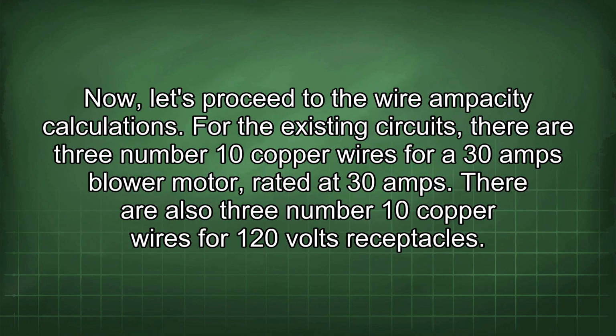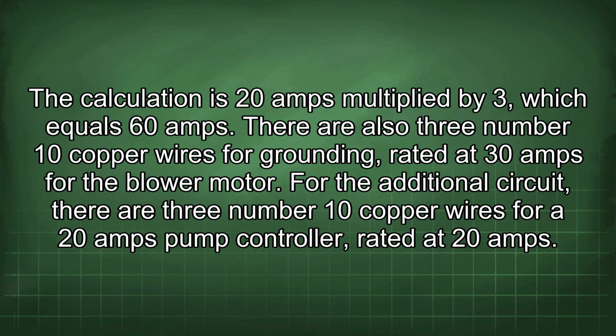Now let's proceed to the wire ampacity calculations. For the existing circuits, there are 3 number 10 copper wires for a 30 amps blower motor rated at 30 amps. There are also 3 number 10 copper wires for 120 volts receptacles. The calculation is 20 amps multiplied by 3, which equals 60 amps. There are also 3 number 10 copper wires for grounding, rated at 30 amps for the blower motor.